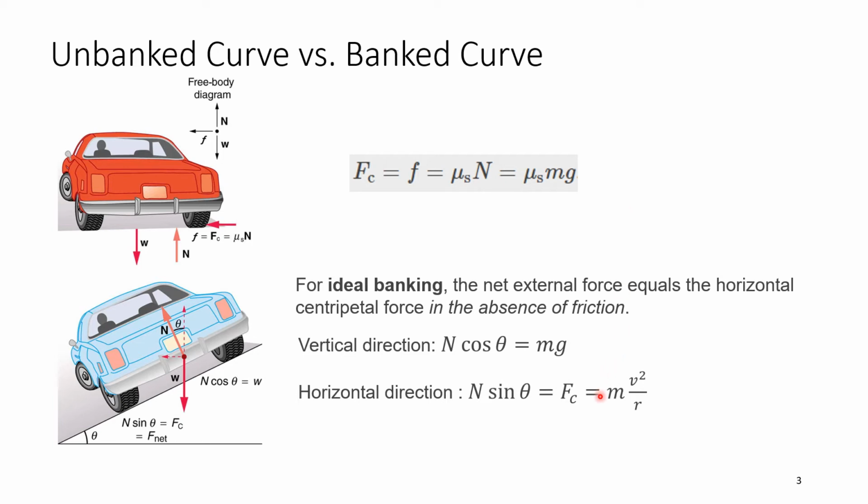Combining these two equations to eliminate N and get an expression for theta, we have theta equals arctangent v squared over r g for an ideally banked curve without any friction. Please note that theta does not depend on the mass of the vehicle, and in real cases, friction helps because it allows you to take the curve at a greater or lower speed than if the curve is frictionless.